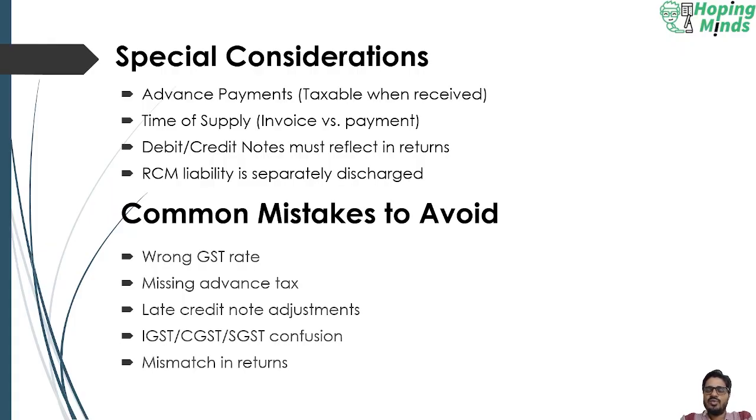Wrong GST rates lead to an increase or decrease in tax, and a mismatch in tax amount. Then missing advance tax: in case of services, if GST on advance is not considered, there will be underpayment of GST liability. Then late credit note adjustment will increase the tax liability for the reporting period. Then IGST, CGST, SGST confusion. The place of supply rule must be properly followed and understood so as to charge CGST, SGST, IGST correctly. Then mismatch between GSTR 1 return and 3B return must be avoided so as to avoid departmental notices and penalties.